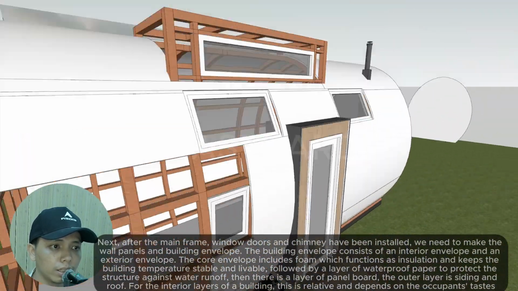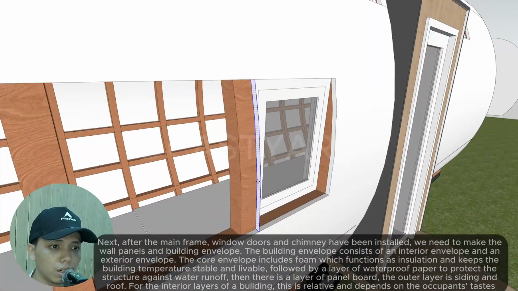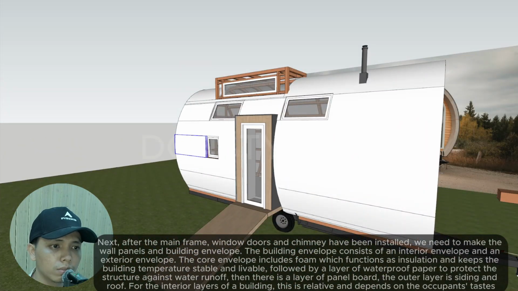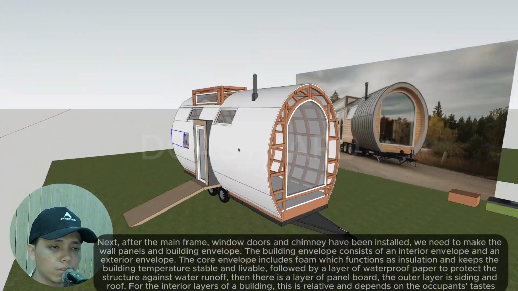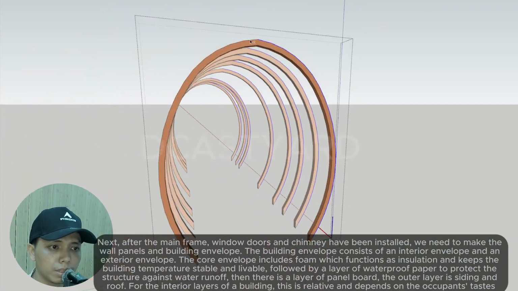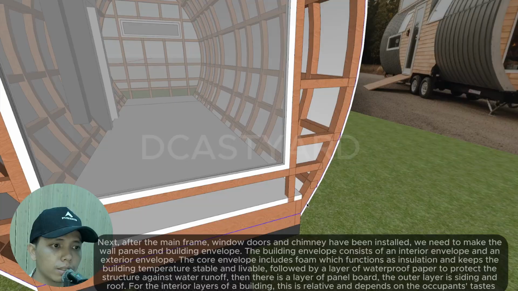Then there is a layer of panel board. The outer layer is siding and roof. For the interior layers of a building, this is relative and depends on the occupant's taste.